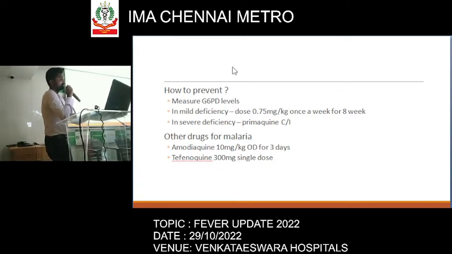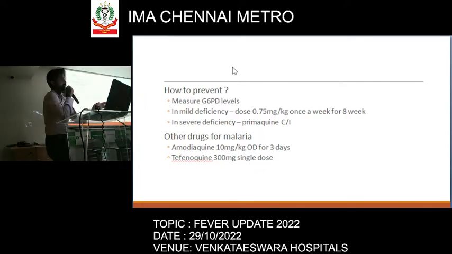The other drug that can be used in chloroquine-responsive malaria is amodiaquine, at a dose of 10 mg per kg for 3 days. Apart from primaquine, there is one other drug which can be used for radical cure, which is tafenoquine, given as a 300 mg single dose. However, the risk of hemolysis in G6PD deficiency with tafenoquine is much more compared to primaquine.